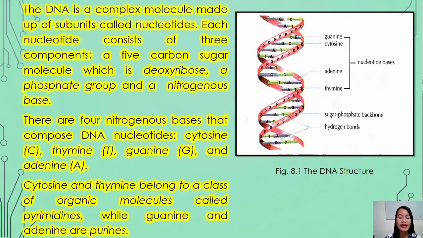Okay class, so when we say pyrimidines, this is a colorless crystalline compound with basic properties. So ibig sabihin itong cytosine and thymine are colorless compounds. Now, how about guanine and adenine, which are purines? Kapag sinabi nating purine class, this is also a colorless compound, but it forms uric acid on oxidation. So pareho lang silang colorless crystalline. Ang pinagkaiba lang, itong purines ay forms uric acid.